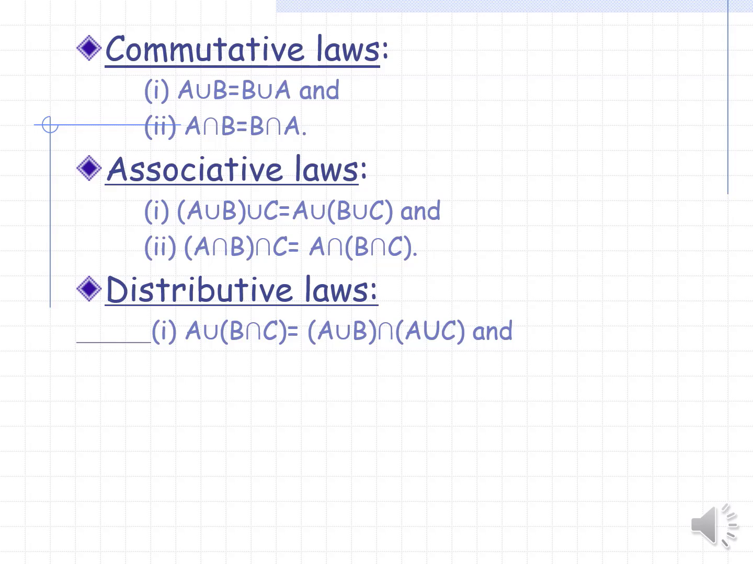Distributive law. A union B intersection C is equal to A union B intersection A union C, and A intersection B union C is equal to A intersection B union A intersection C, meaning the union is distributive over intersection and also intersection is distributive over the union.